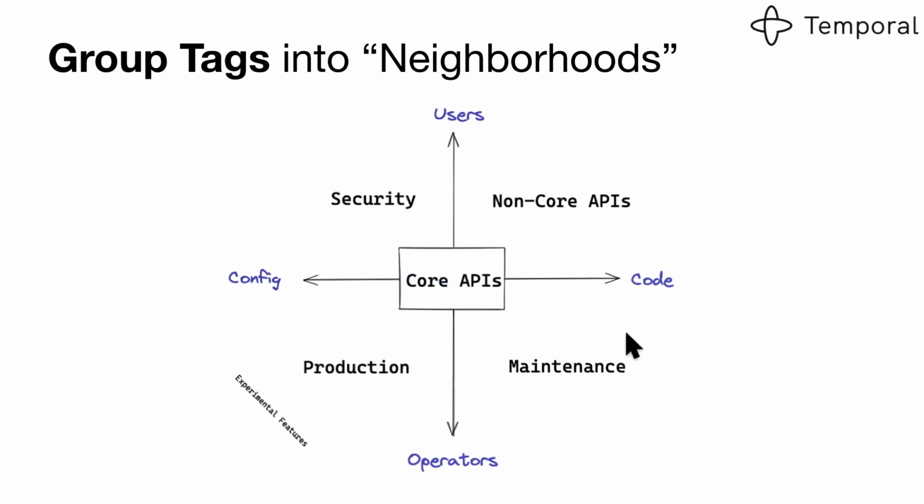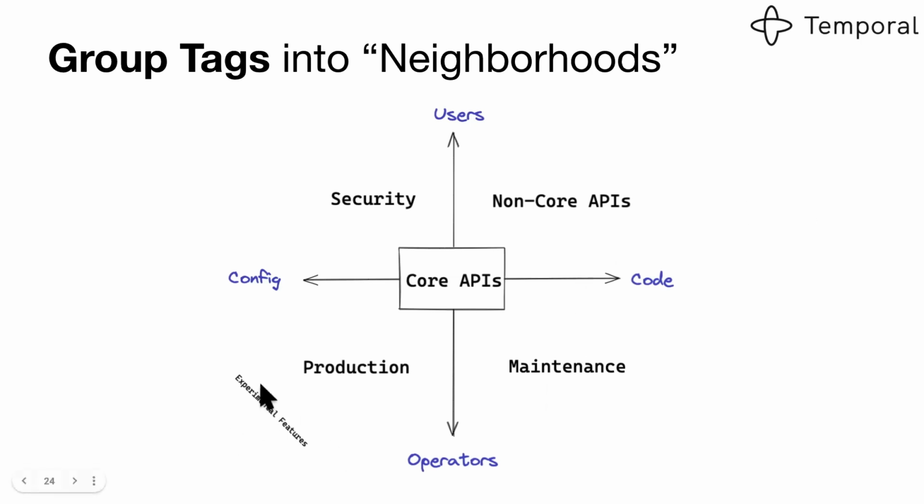So let's simplify, right? I always want to simplify. You cannot remember 30-something features, but you can remember there's core APIs, and then there's some directions that you can go into. So Temporal cares about security. Temporal cares about maintenance. Temporal cares about getting you into production and scaling.